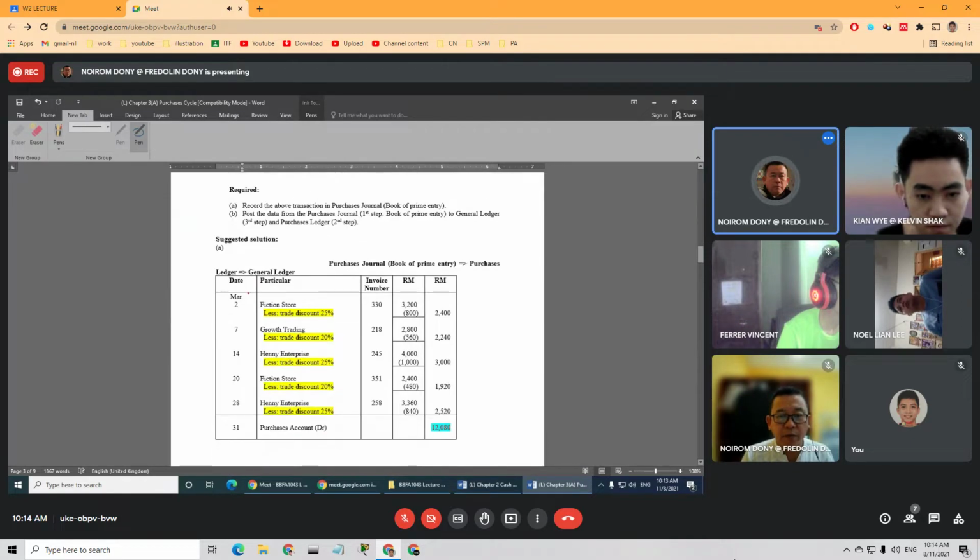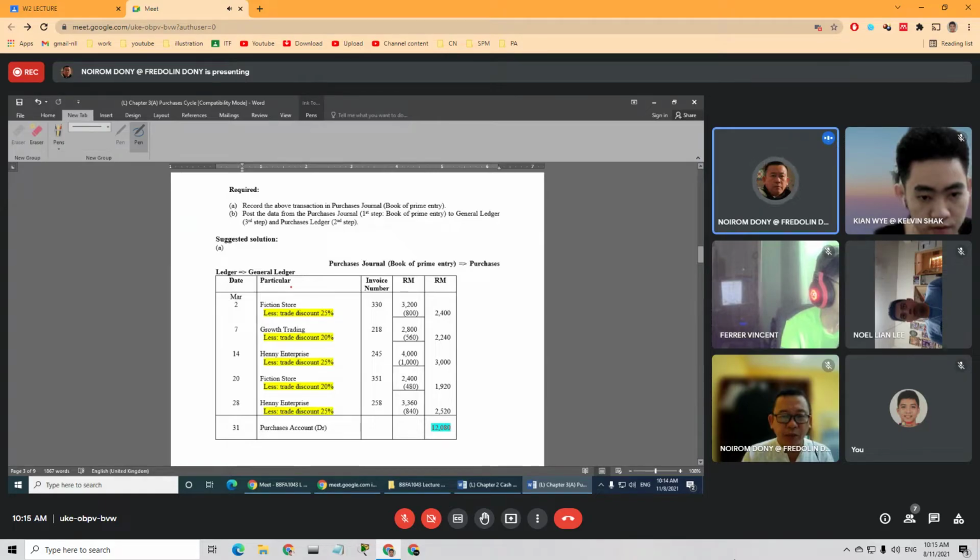Let me explain the format first. We have a column, in columnar form. What are the important details that we must have? Date column, to show when the transaction was. Particular column, to explain all the particulars involved in the credit purchases. Invoice number column, sub column to do the adjustment on the trade discount. Then the total column is the net after the trade discount. These are the five columns that you need to prepare from time to time for your prime entry.